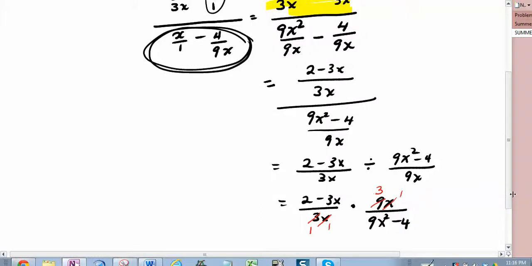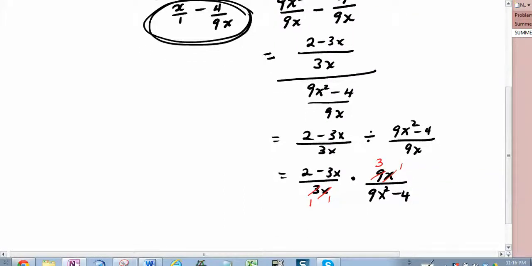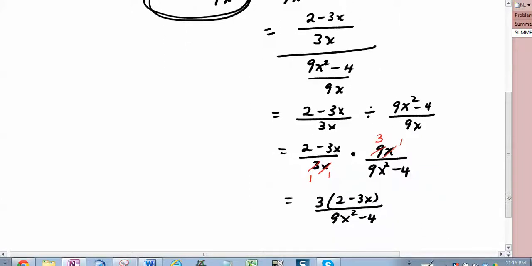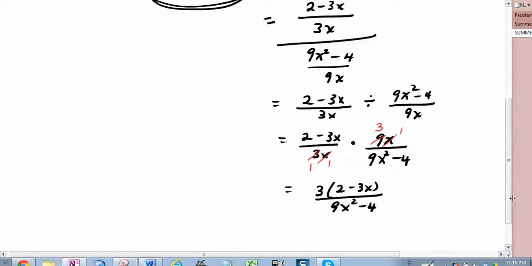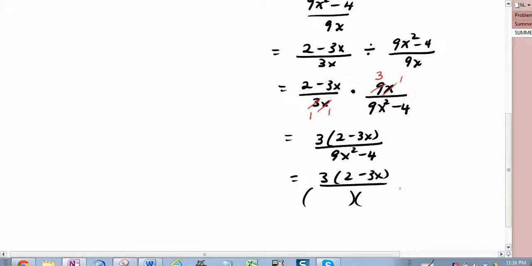And you might think you are done. But in fact, you are not done. It turns out there is more that you can cancel. So let's have a look. We've got 3 times 2 minus 3x over 9x squared minus 4. And that denominator should be jumping up and down at you and saying, look at me, you can factor me. Because that denominator is the difference of two squares, and it'll factor into two factors, 3x minus 2 and 3x plus 2.